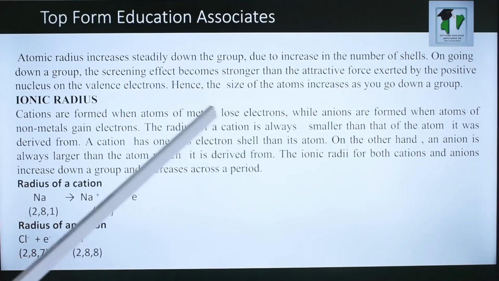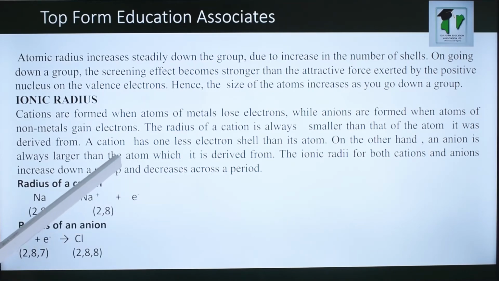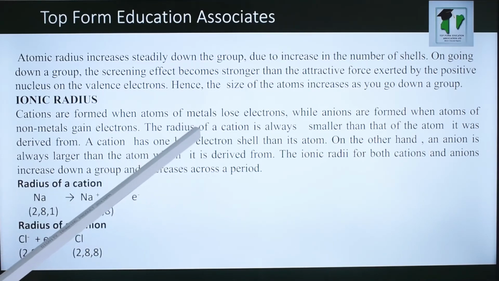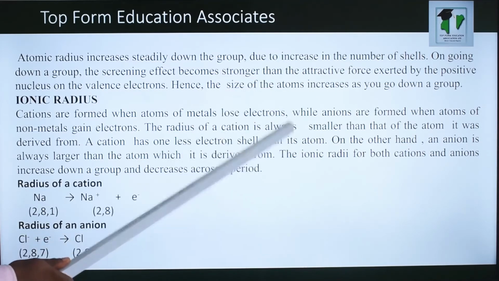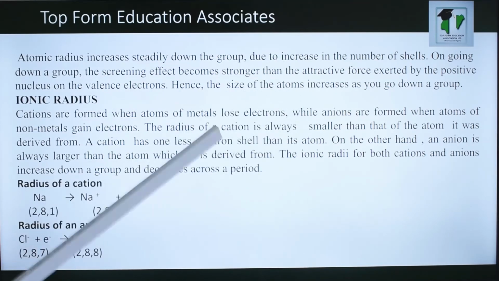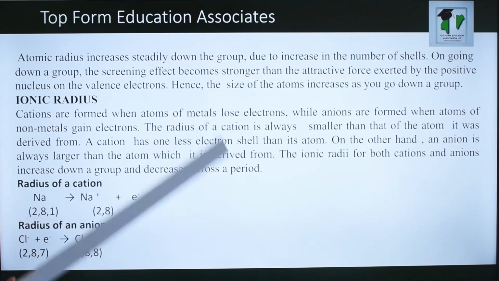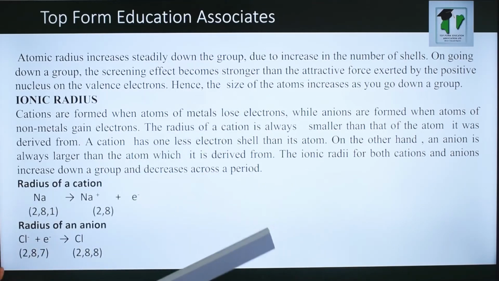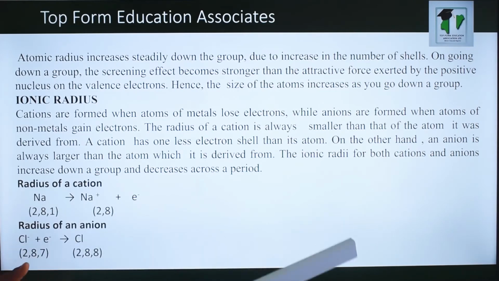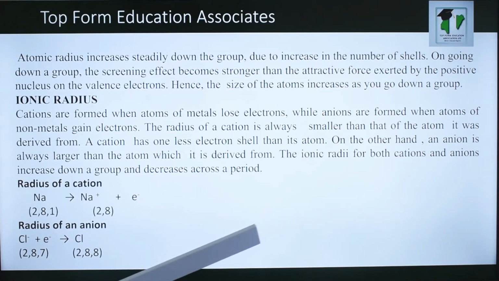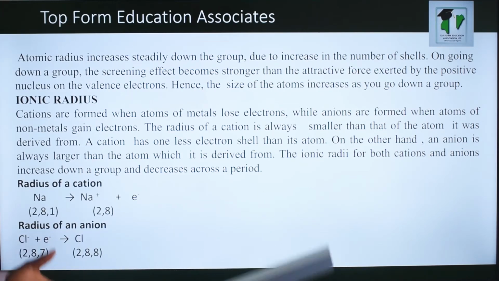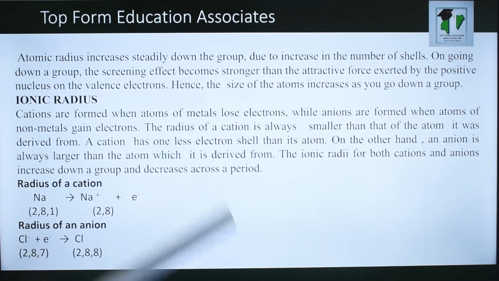So that has to agree with the fact that the radius of a cation is always smaller than that of the atom it was derived from. Because between the sodium atom that has 3 shells and the sodium ion that has 2 shells, which one will have the larger radius? Of course, it is the sodium atom, because it has 3 shells, but the sodium ion has only 2 shells. So there will be a reduction in the radius simply because the number of shells has reduced.